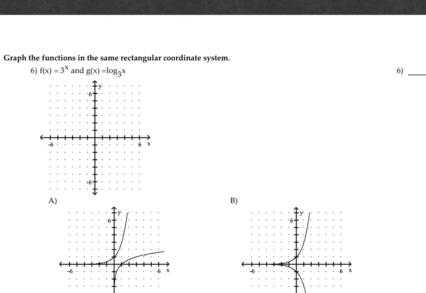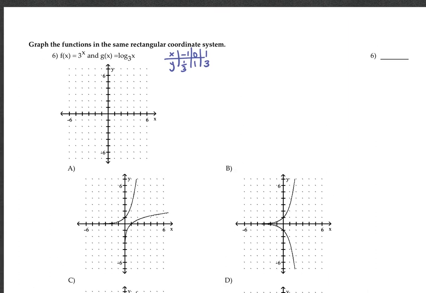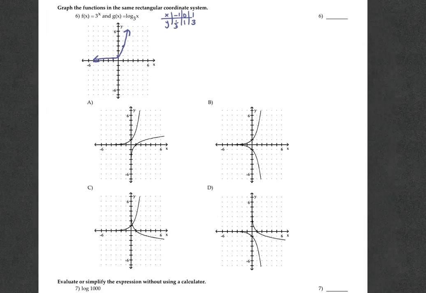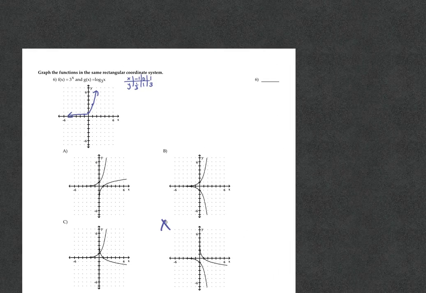All right, this one says to graph both of these in the same grid. So for 3 to the x, I'm going to plug in negative 1, 0, and 1. So 3 to the negative 1 is 1/3, 3 to the 0 is 1, and 3 to the first is 3. So (negative 1, 1/3), (0, 1), and (1, 3). My graph for that one's going to look like that. If you look at all your answer choices, all of them except for D have that one.